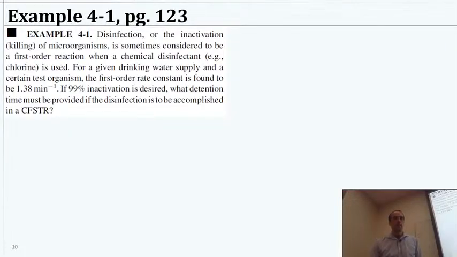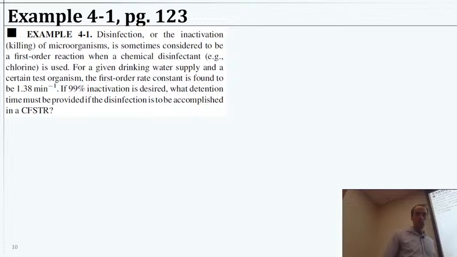Okay, so let's take a look at an example. Here we have a disinfection example, so we might be starting to touch on a future topic, but we'll get there. But this will be largely focused on just the reaction and the kinetics and everything. So disinfection of microorganisms is sometimes considered to be a first order reaction with a chemical disinfectant, something like chlorine.